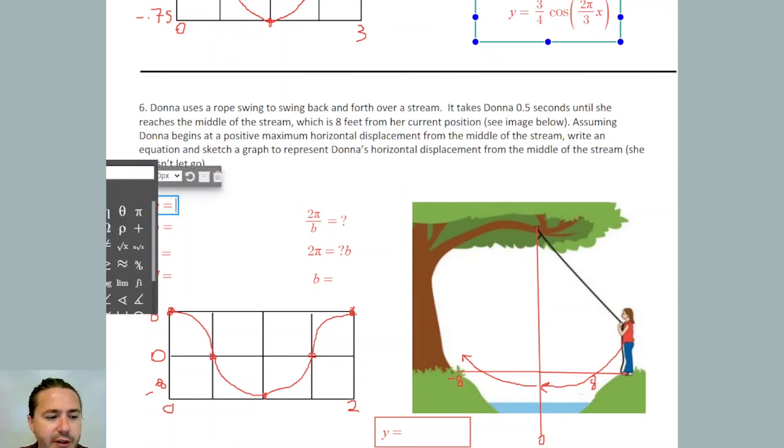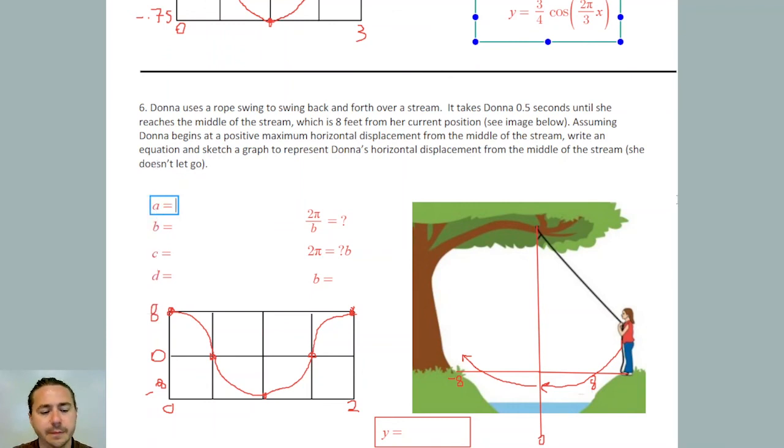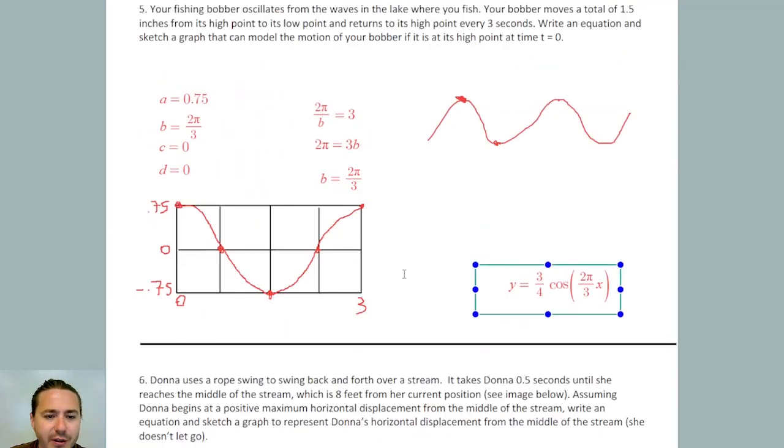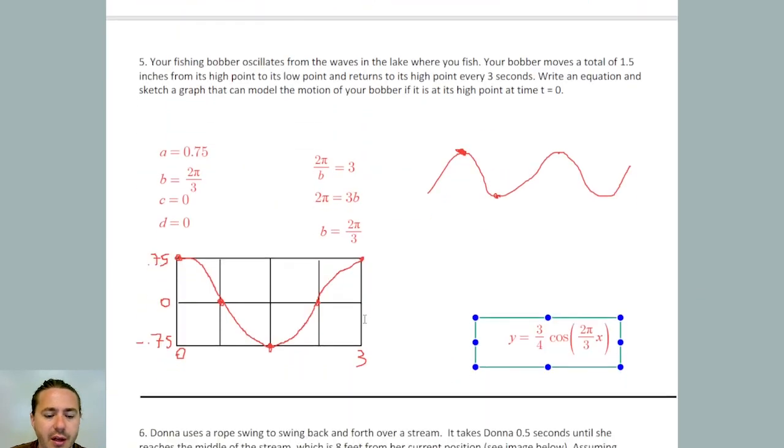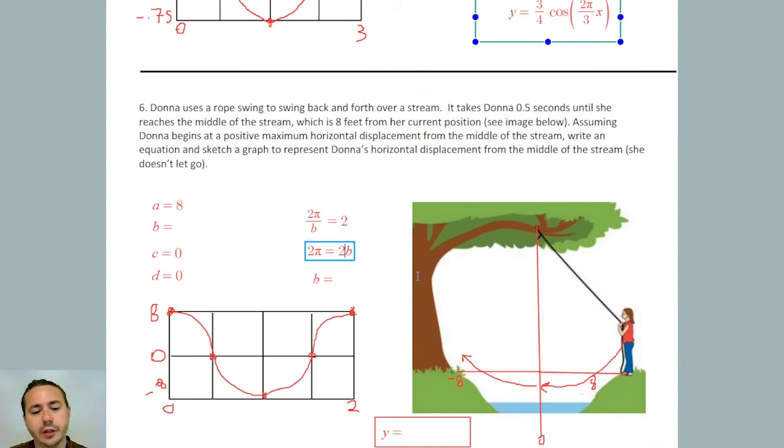Now we can go ahead and start filling these out. My A value here will be 8, and it'll be +8 because I'm starting at a maximum. My B value, I'll come back to that and solve it over here. And then my C value, no phase shift, so that's 0, and my vertical shift is also 0. So to calculate the B, we're going to do 2 pi over B equals 2, and I think we already calculated that one, didn't we? Yeah, number 4 had the same calculation. So we know that B is going to be pi. You could still solve it, it doesn't hurt to go through the solving process, but we do get pi for B. So our equation is going to be 8 times the cosine of pi x, and that's all she wrote.